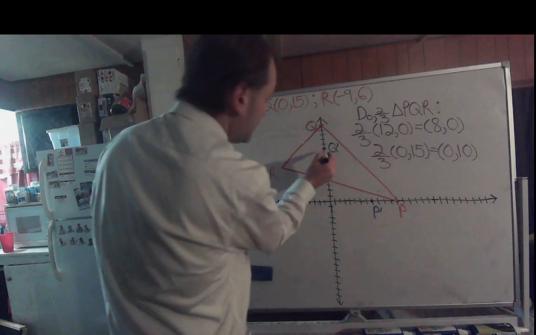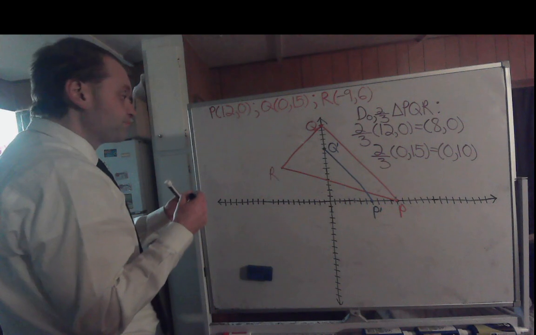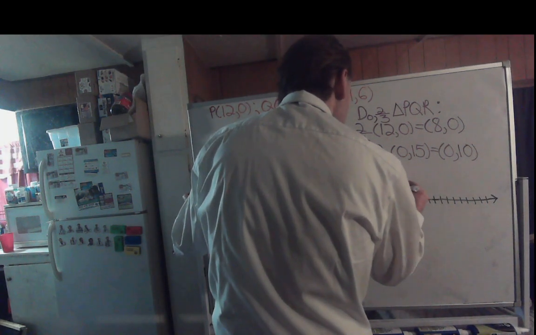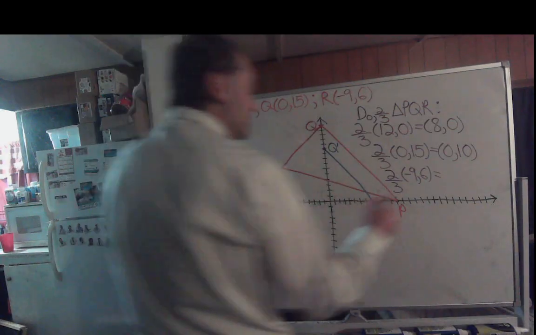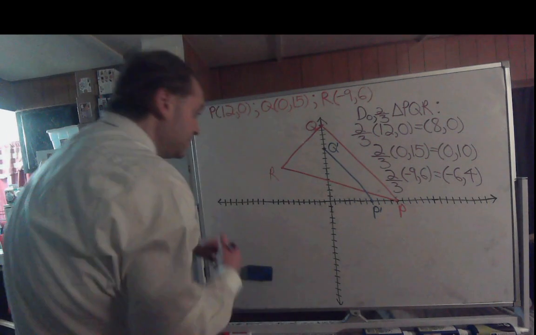Let's go ahead and connect these. Let's find R prime, which would be 2/3 times the coordinate of R. So 2/3 times negative 9, 6. So that would put me at negative 6, 4. So my R prime would be located at negative 6, 4. Let's go ahead and find that.